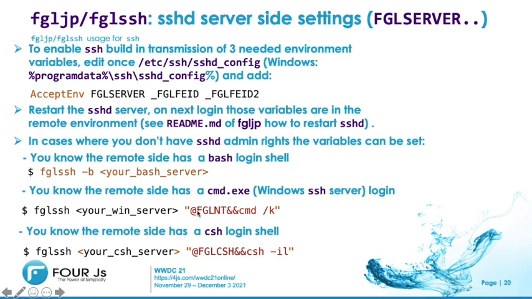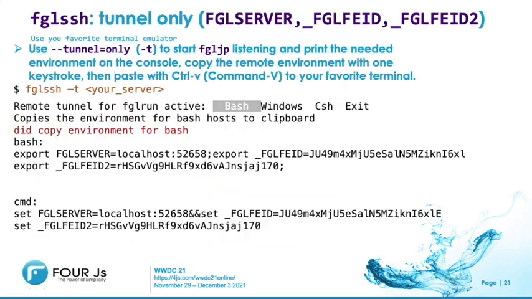You can say if the remote site is a command.exe, then you could use the @FGLNT tag. And if the remote site is a C shell, you could use the @FGLCSHELL tag. Another nice feature of fgl ssh is that you could use it to establish only the tunnel to the remote site. In this case, you get a little menu if you call fgl ssh with the -t flag, and it offers you to copy the right environment variables for FGLSERVER and the rest in different syntax formats.